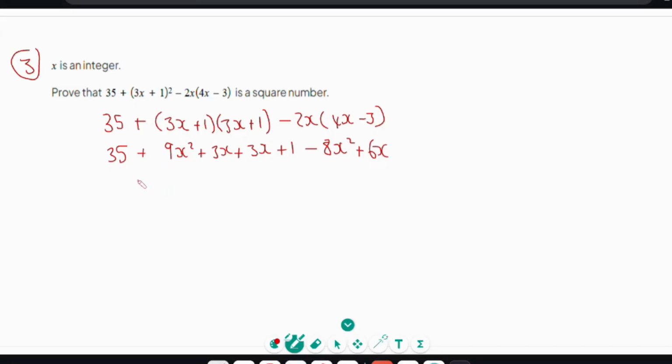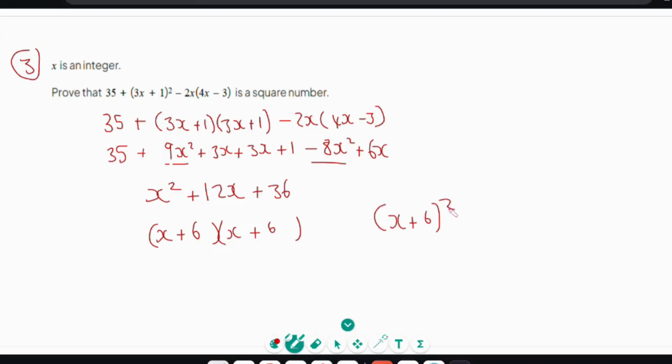Right, let's simplify this now. 9x squared, take away 8x squared is x squared. 3x add 3x add 6x, 12x. 35 plus 1, 36. Right, let's put it in a bracket. Factorise. Times to get 36, add to get 12. 6 and 6. I can write it as a square.